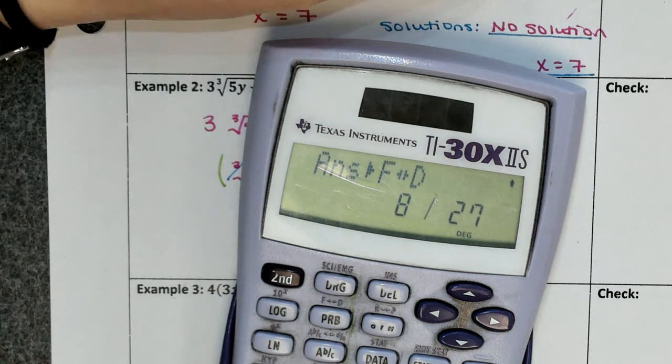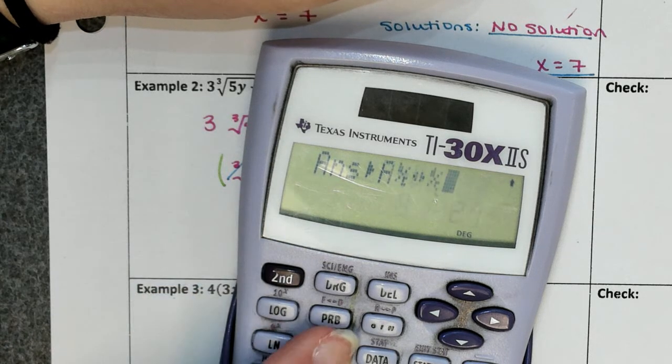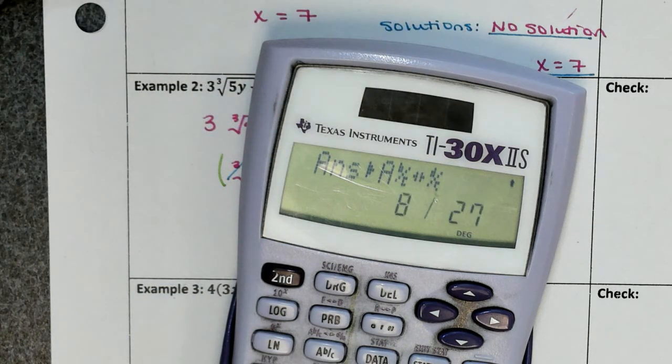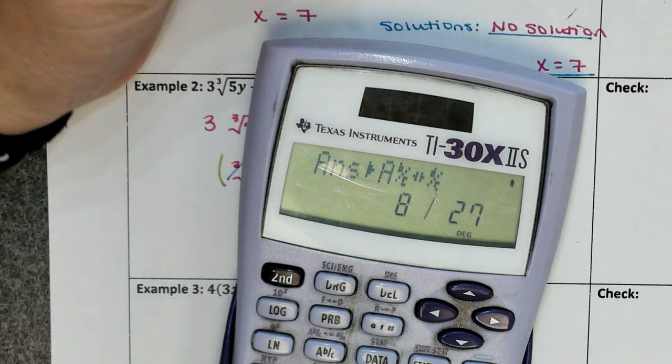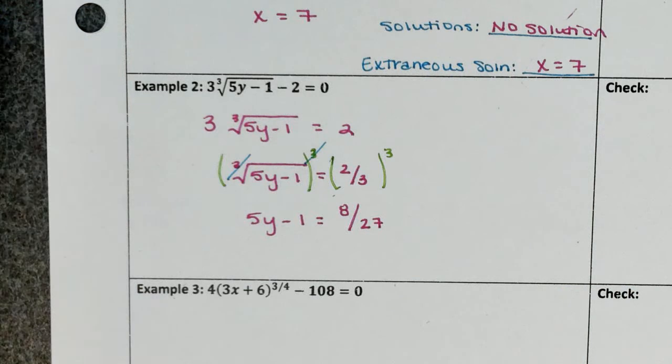We don't have to hit the other one because it's already there, but most of the time you'd have to hit second and then the fraction button, because that'll change it back to an improper fraction versus a mixed number, which we never deal with in this class. Everything's always improper fractions. So 8 over 27 is our fraction there.